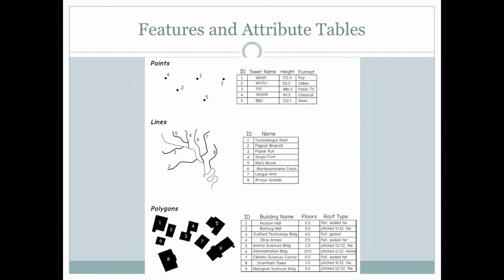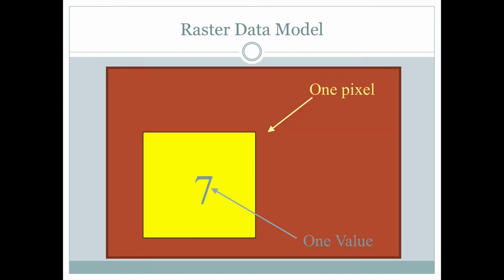The raster data model is very different. With the raster data model, we just have a series of pixels. So it's sort of like a piece of graph paper, or if you've ever zoomed in on a picture far enough, you just see a bunch of little squares. Each one of those is called a pixel or a grid cell. And in the case of raster data, each one of those grid cells has one value associated with it. So each pixel or grid cell has one value.